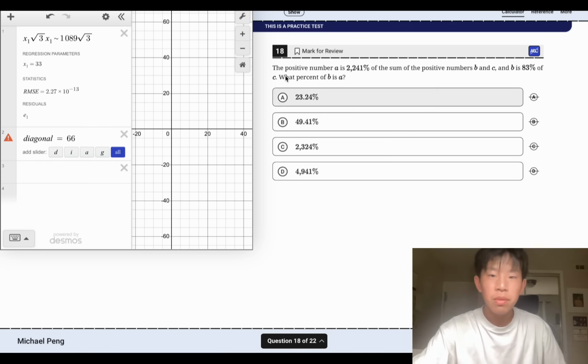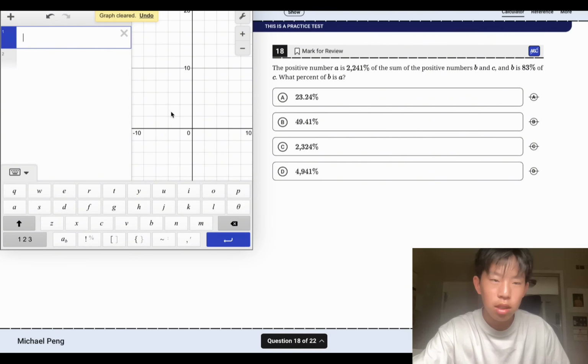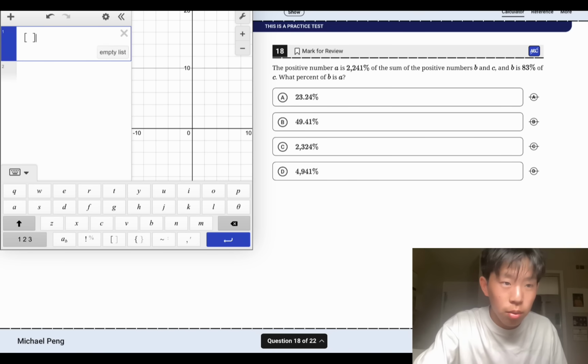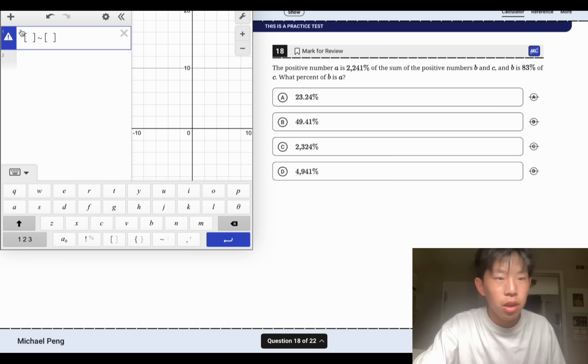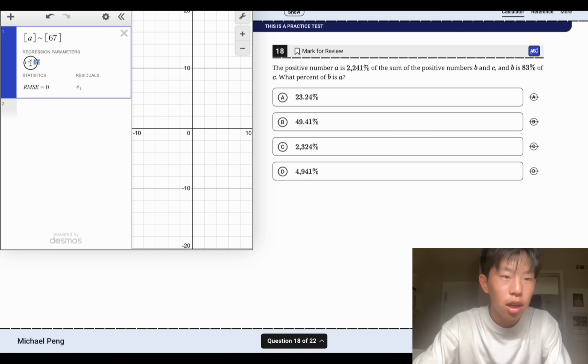Next question. So these ones are really easy, because anytime you see anything with percentages, you can just use Desmos. So watch. So first I'm going to set up a system of equations, regression on Desmos. So the way you can do that is first put in 2 brackets and then 2 brackets. So what you're basically telling Desmos is that whatever's equal in here is equal to this. So let me just do an example. I can say A is equal to 67. And now it's going to say, yo, Michael, A is 67. And I'm like, thank you.